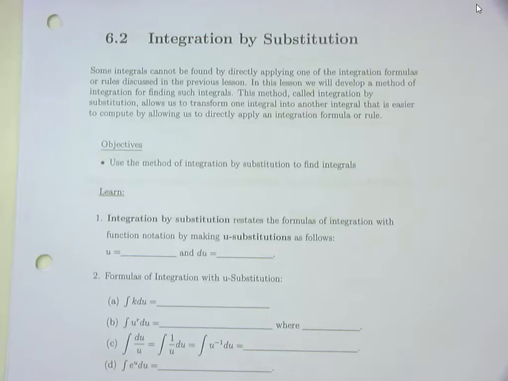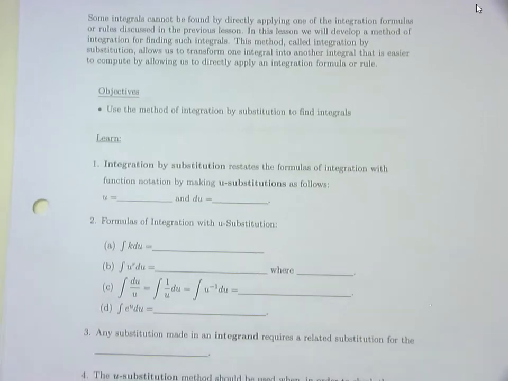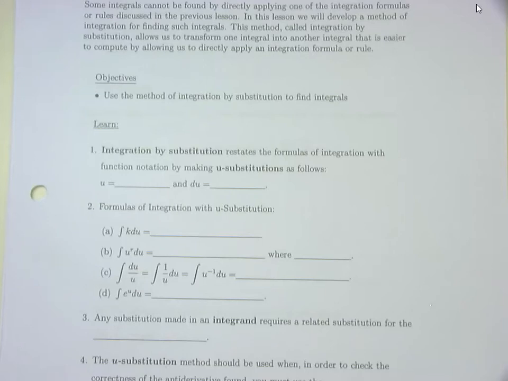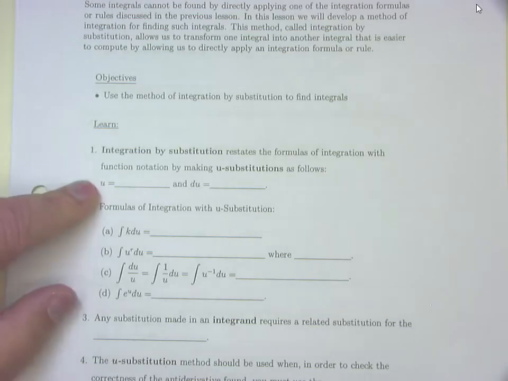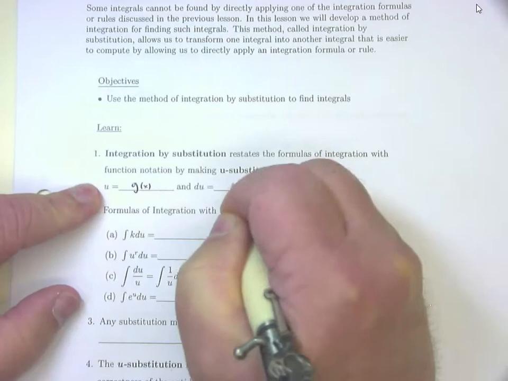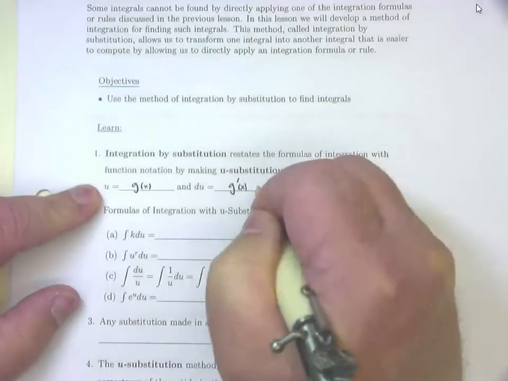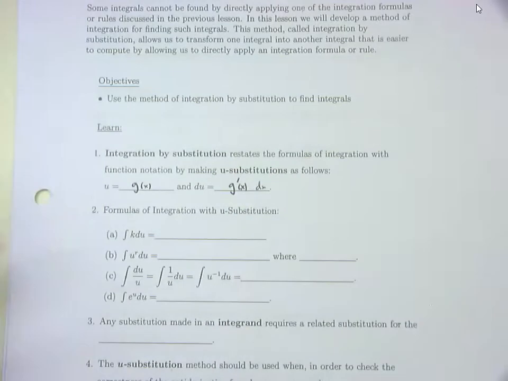It says this, integration by substitution, called u-substitution, is the traditional name, okay? Under our learn mode here, integration by substitution restates the formulas of integration with the function notation by making u-substitution as follows. u would be equal to some kind of a function, g(x), and then du is going to be the derivative of that guy, typically with a little dx on it, okay?